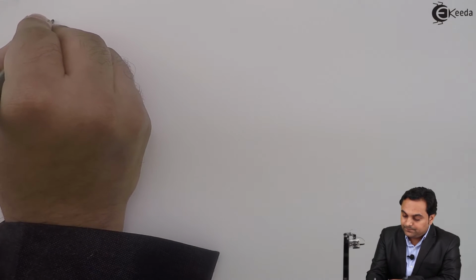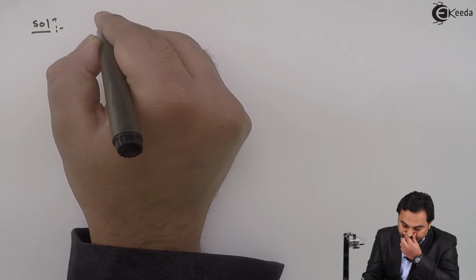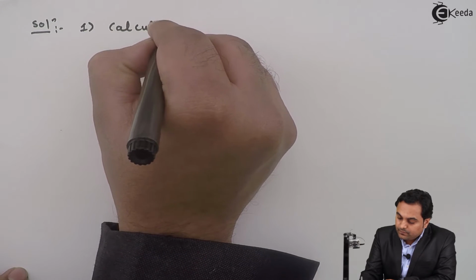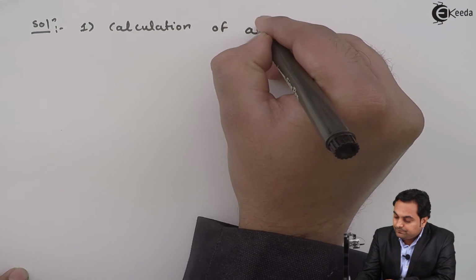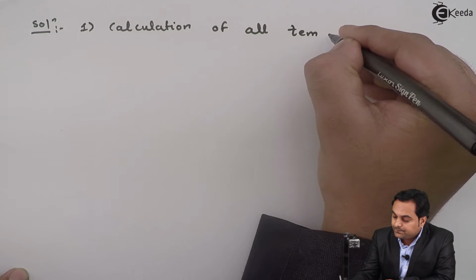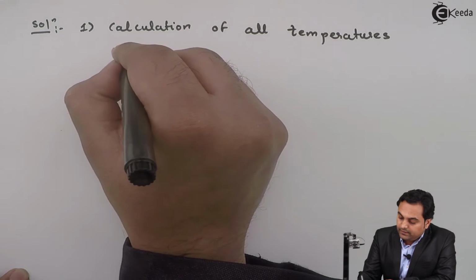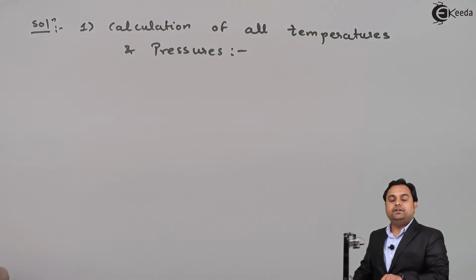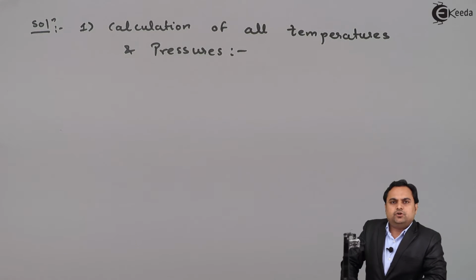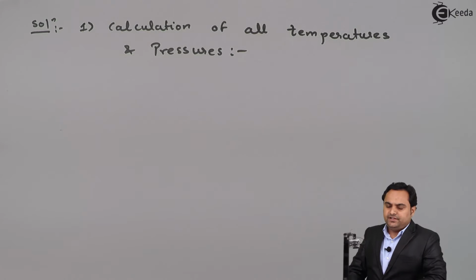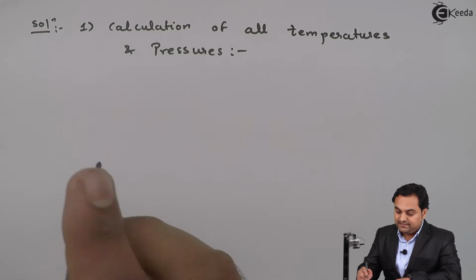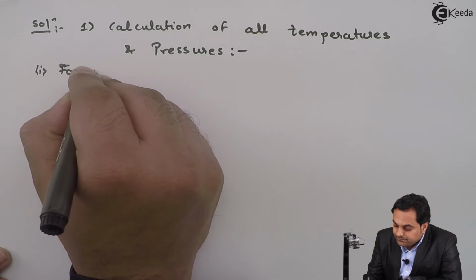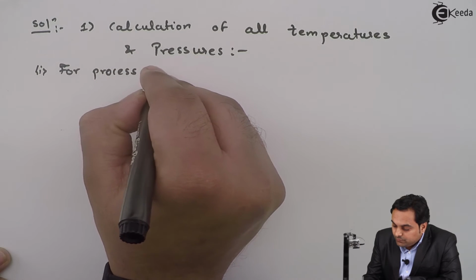Now in the solution part, the first thing which I am calculating is the calculation of all temperatures and pressures. That is, we would be calculating the temperatures and pressures at all salient points, or we can say the 4 points which are there in the diagram. Now I'll start with the first process, that is process 1 to 2.